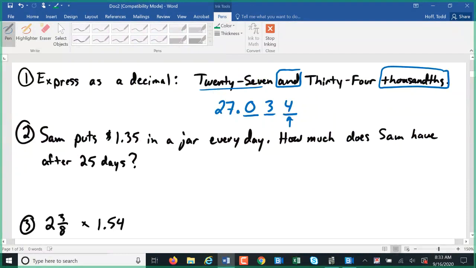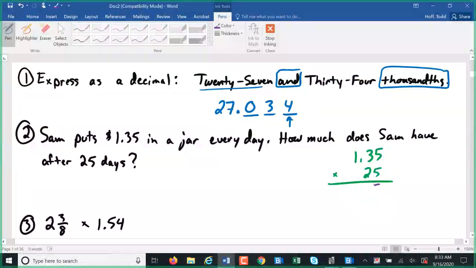Next, we have Sam, who puts $1.35 in a jar every day. How much does Sam have after 25 days? Well, this is $1.35 times 25. We're just going to multiply it out. I realize many of you will use the calculator, but we're going to do it longhand here.